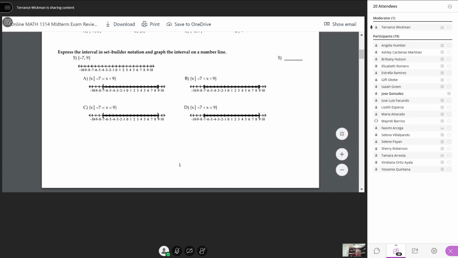So B, just by looking at it, you can see it clearly is negative 7 because it says x is greater than or equal to. And since that's equal to, you have to have a bracket. And then less than or equal to 9, you have a bracket on the right. Is there any question about number 5? No one should get number 5 wrong on the exam.